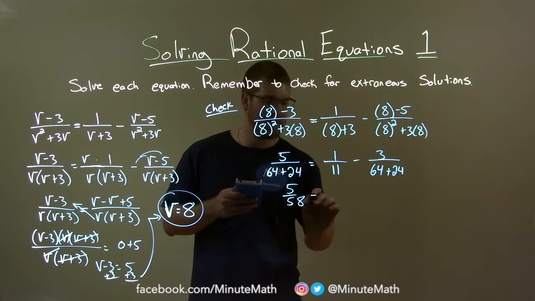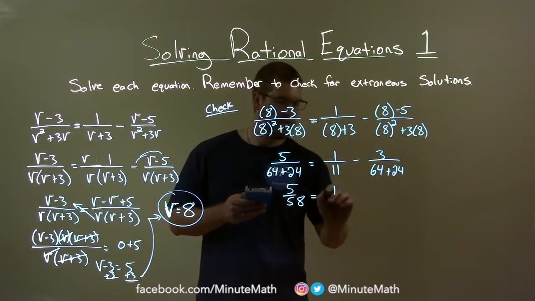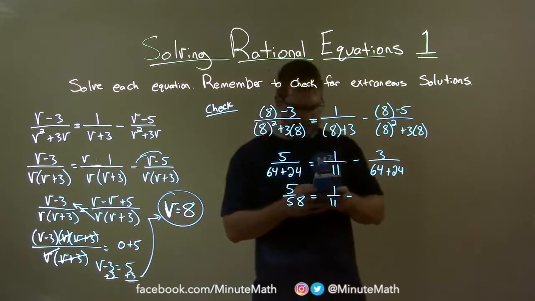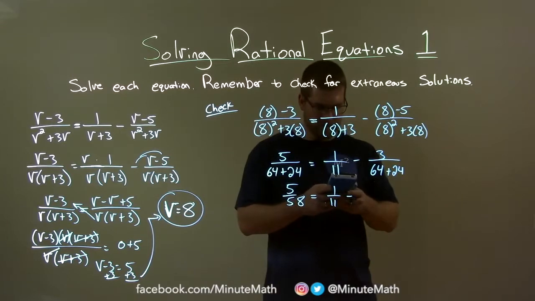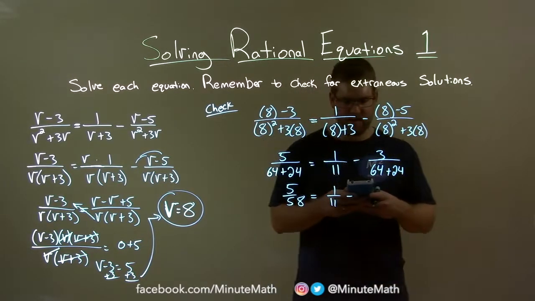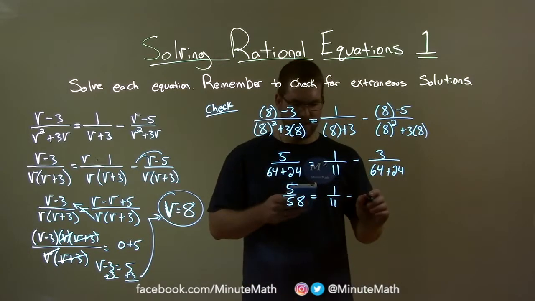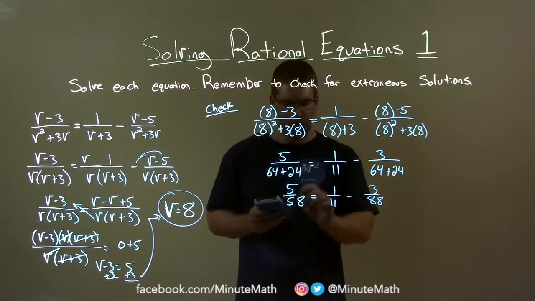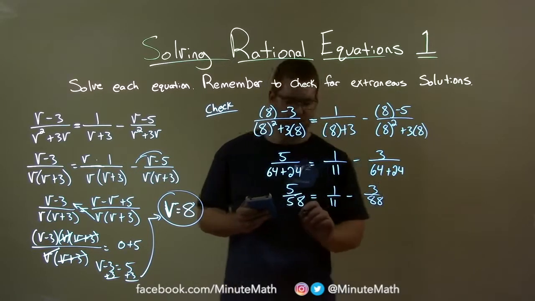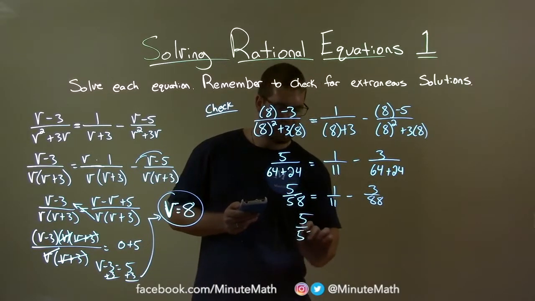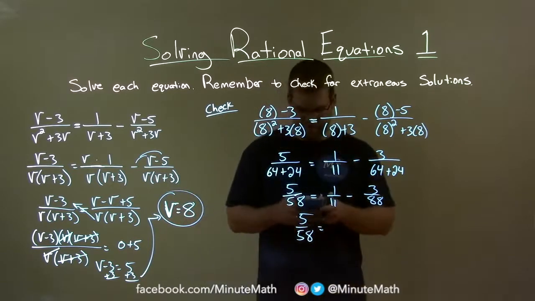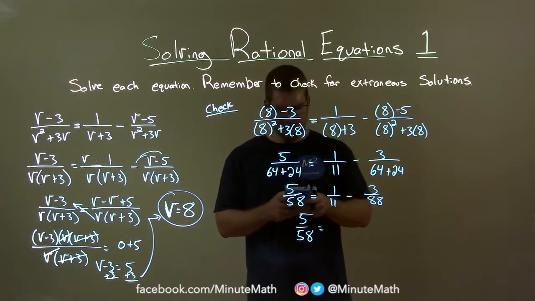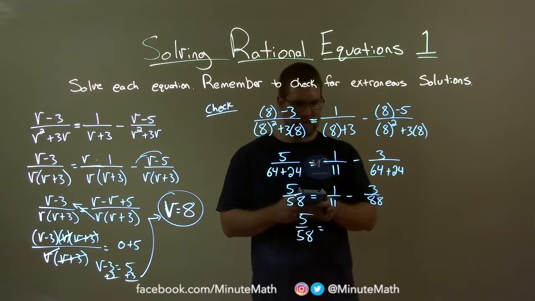Okay, good job, Sean. Over, well, 1 over 11 minus 3 divided by 64 plus 24. And that as a fraction is 3 over 88. So, left hand side keep the same, 5 over 58. Let's see if the right hand side becomes that. 1 over 11 minus 3 divided by 88.